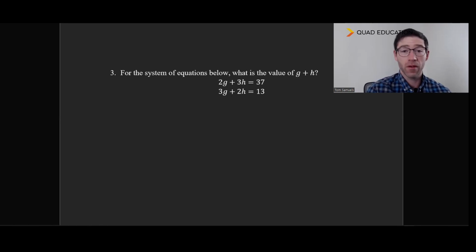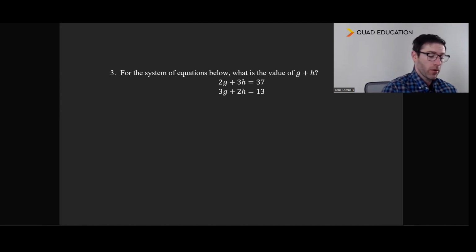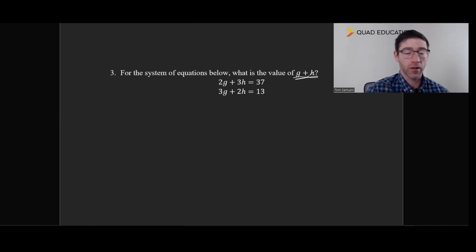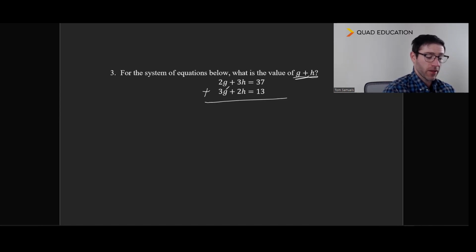Give this one a try and see what you can do. Okay, I'm a big fan of this question, so the big important thing to notice here is that this is asking for two things at once. So whenever a question asks you for two variables at once, there's going to be a really nice shortcut to get there. In this case, maybe you at home try to solve individually for these variables, but what you may notice is if you add these two things together, 2g plus 3h and 3g plus 2h, you're going to get 5g plus 5h, and that's going to equal 50.